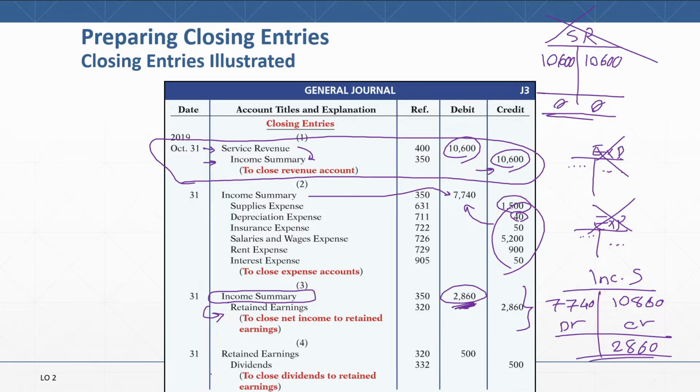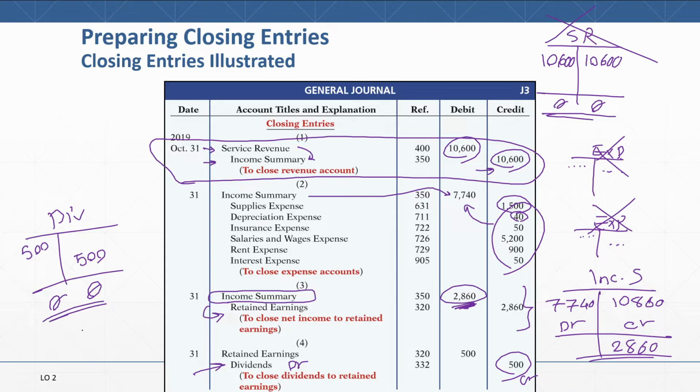Lastly, the dividend account is directly closed to retained earnings. Dividend has a normal balance of debit. 500 is credited by doing so. Dividend has a normal balance of 500 debit. By crediting it, the balance is gone. Dividend is closed and the balance is directly transferred to retained earnings account.